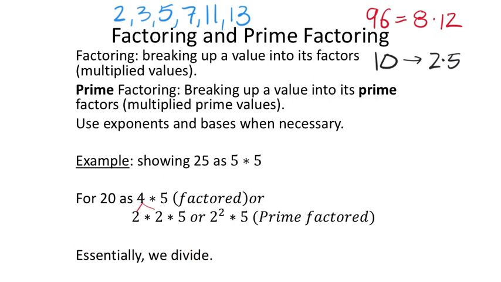So again, essentially, we're just dividing, like 25. You say, well, I divide it by 5. 25 divided by 5 gives me the other factor of 5. Or 20 divided by 4 would be this 5. 20 divided by 5 would be 4. Either way you want to look at it. We're looking at what we can divide these numbers by, which, again, is why the divisibility rules are so important.